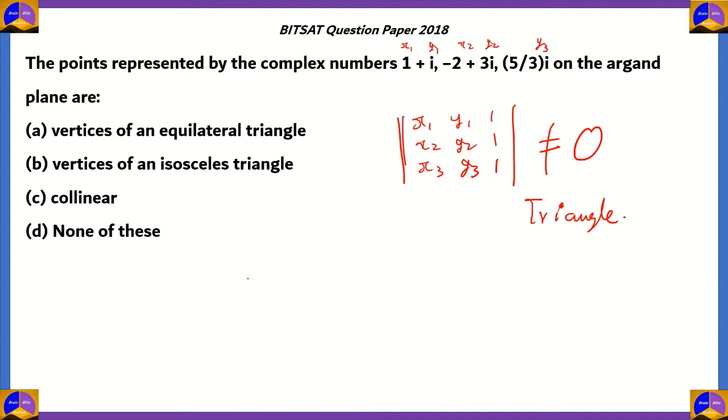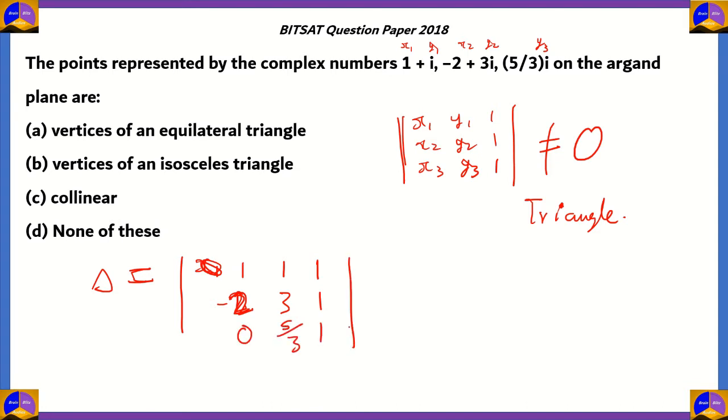So if you are to find out our determinant delta, then the value of this delta is equal to the determinant of x1 y1 1, and let's put in the values instead of writing that again. So 1, 1, 1, actually it's minus 2 here. So minus 2, 3, 1, and 0, 5 by 3, 1. So this is the value of the determinant delta.